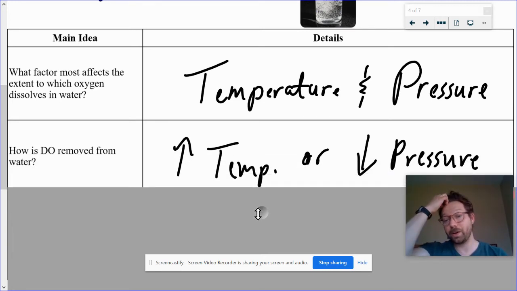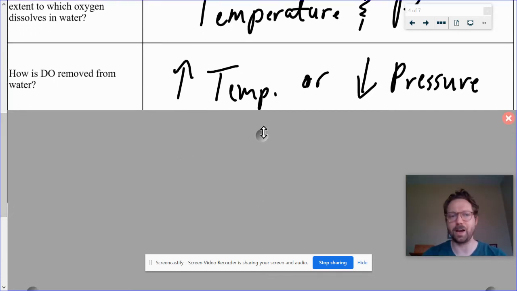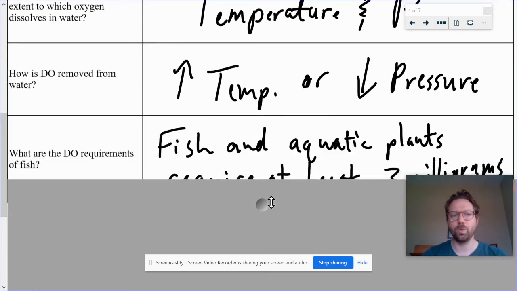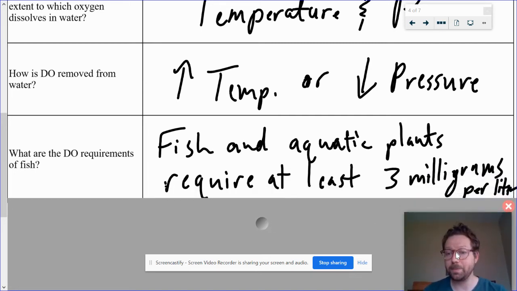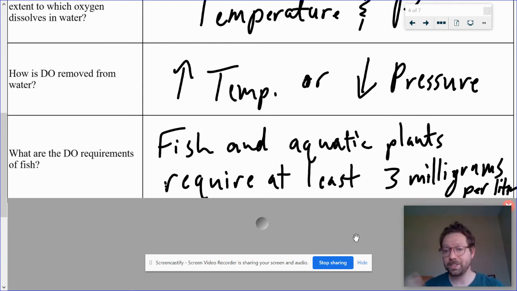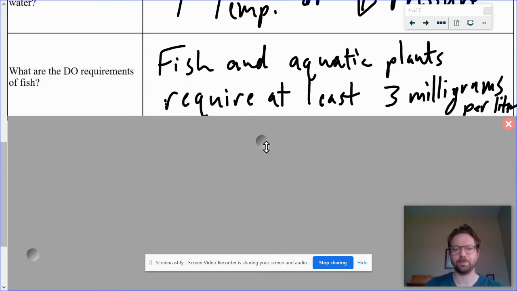How do they remove dissolved oxygen from water? If you increase the temperature or you decrease the pressure, both of those will decrease the amount of dissolved oxygen, or DO. What are the requirements of dissolved oxygen for things like fish? This is an application of this. Fish and aquatic plants need oxygen. And sometimes on really, really hot summer days, you actually have a huge problem with the amount of fish that can survive because there's a lack of dissolved oxygen that can stay in that really warm water. So they need at least 3 milligrams per liter in order to survive. That's really a low level.